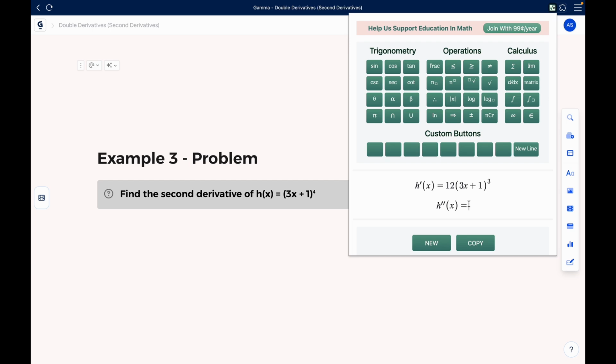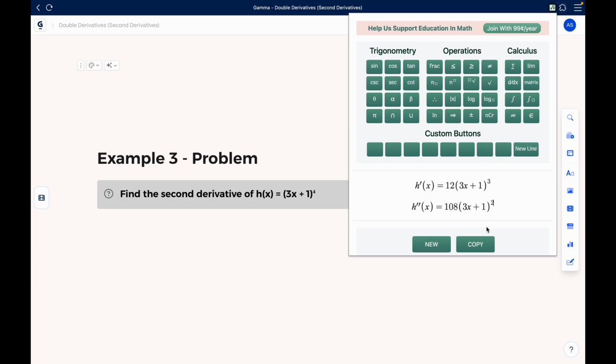Now the second derivative follows a very similar structure where we can keep the 12, and 3x plus 1 to the power of 3 will become 3 times 3x plus 1 to the power of 2. Then the derivative of 3x plus 1 is again 3, so that'll be 3 times 12, or 12 times 9, which is, if I'm correct, 108 multiplied by 3x plus 1 cubed.